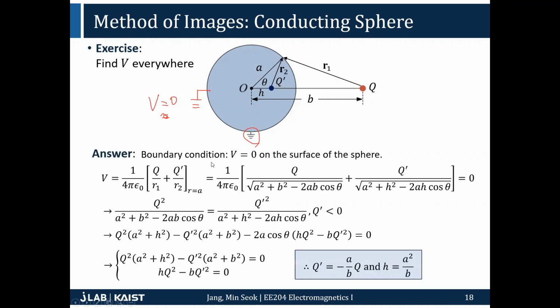And then we learned that if we place an image charge Q prime here, and then you write the potential due to the original charge and the image charge, for both charges, you realize that if the position H and the charge amount Q prime satisfy these two equations, the potential becomes 0 at the conductor surface.